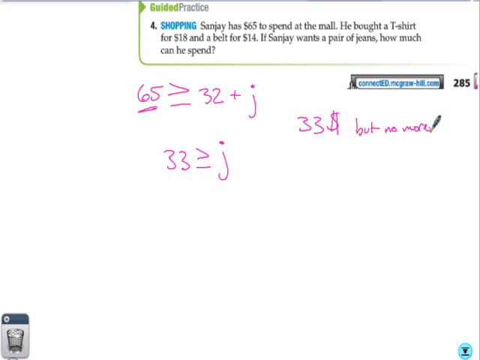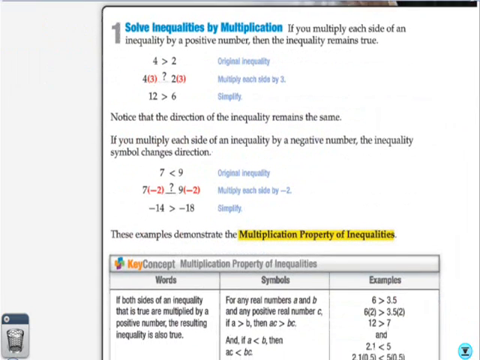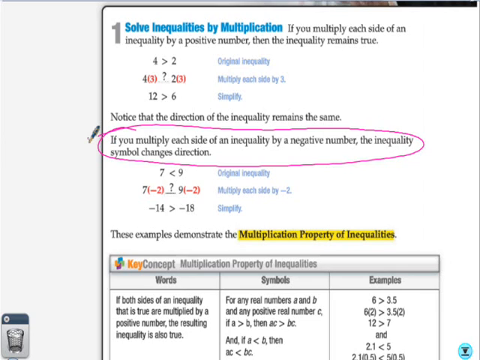Okay? That's it for 5.1. 5.2, now we're going to take a look at solving inequalities with multiplication and division, and this is where we get into the big issue with solving inequalities, and that is that when we multiply each side of an inequality by a negative number, the inequality symbol changes direction. Okay, that's the big deal.